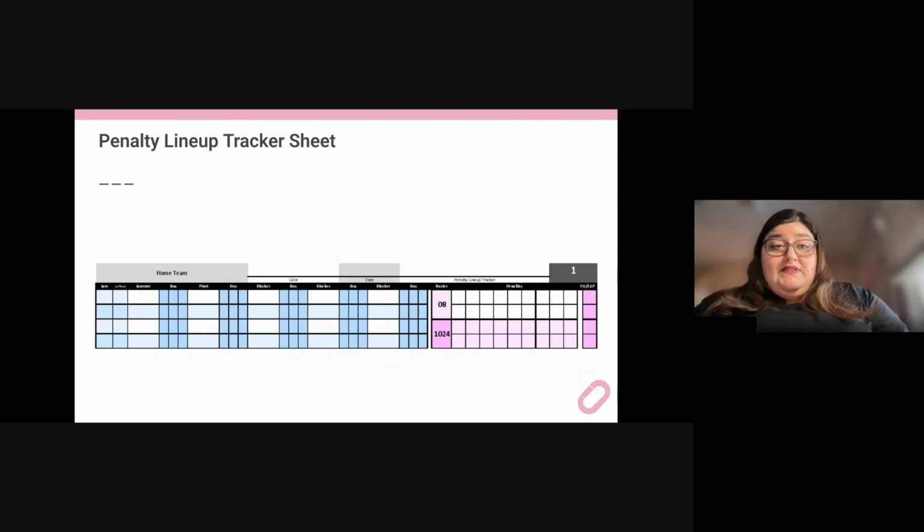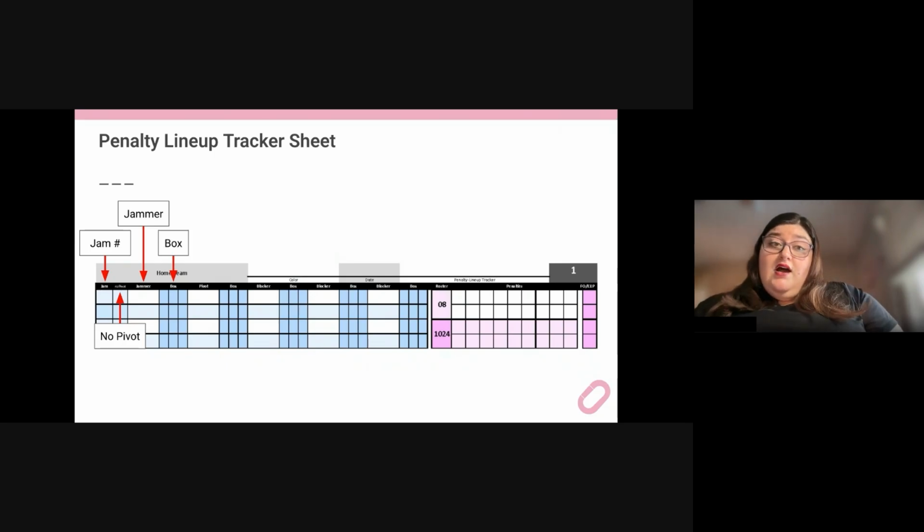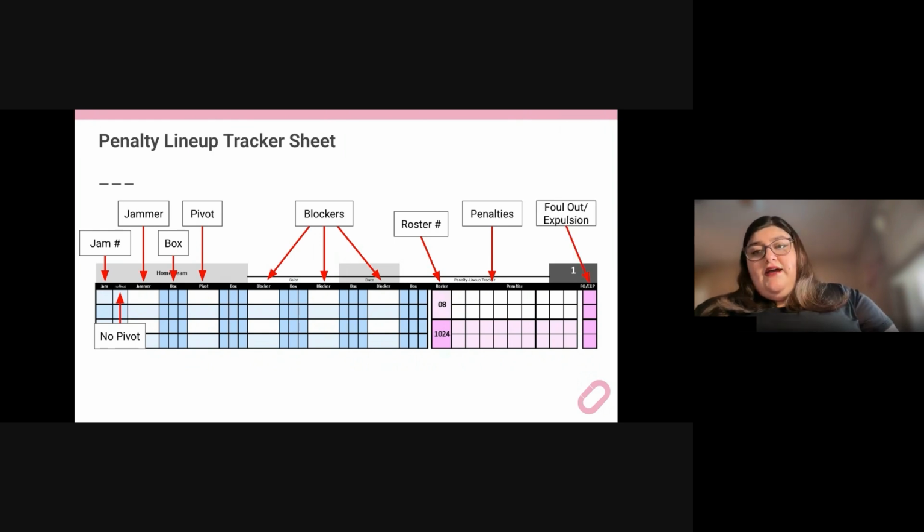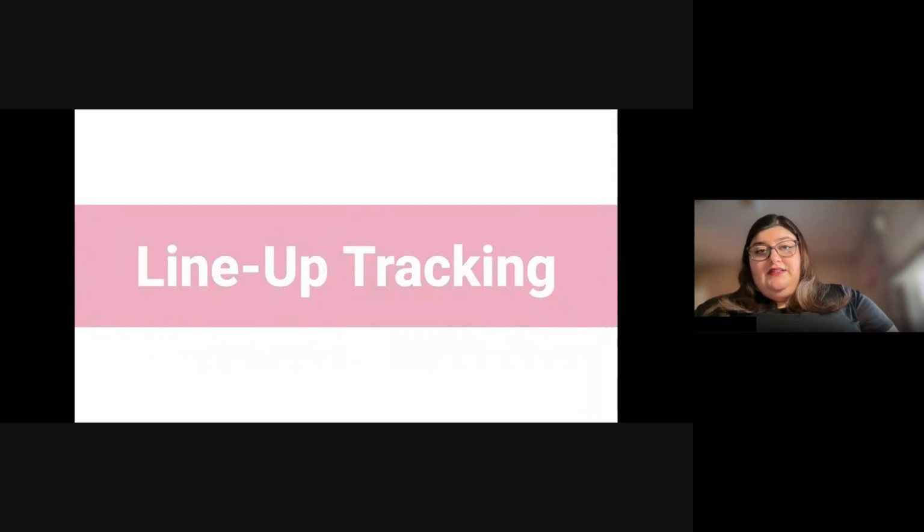So on the blue side, we have our jam number. We have a no pivot column. We have a spot to put your jammer number, and a box. This is where you would mark the penalty box trips for that jammer. And then we have our pivot, where you would put your pivot number. We have our blockers, your 3 blockers. You're going to have your roster list that you can reference, your penalties, where you would put your penalties, and then your foul out and expulsion column.